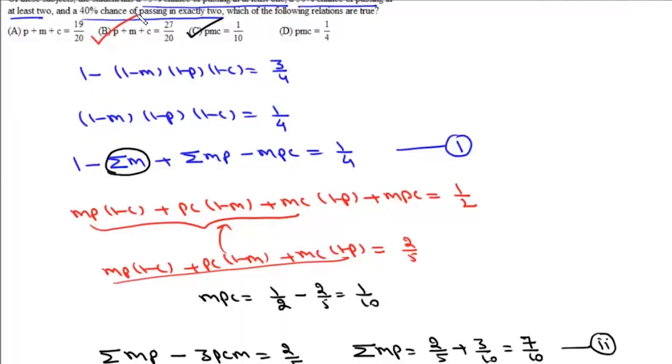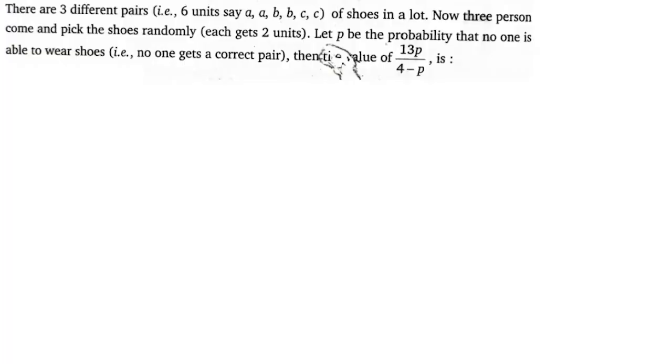Here the question is, there are 3 different pairs of shoes in a lot. Now 3 persons come and pick the shoes randomly. Let P be the probability that no one is able to wear shoes. We need to find the value of 13P upon 4 minus P. Now let us say there are 3 people, P, Q and R. What we'll do is, we'll find the probability that at least one of them gets a matching pair. So we'll find this probability that at least one of P, Q or R gets a matching pair.